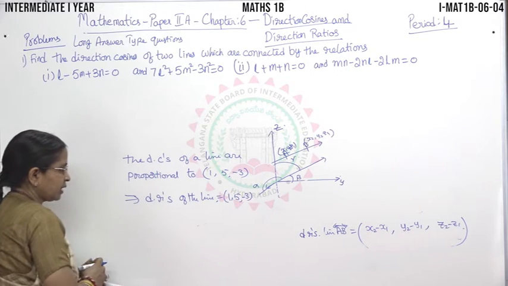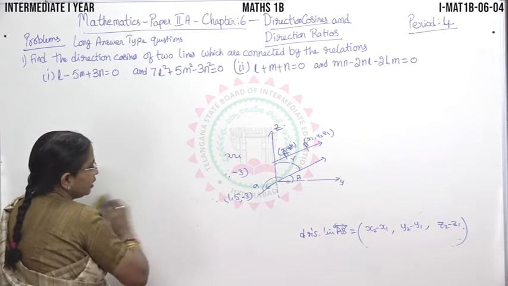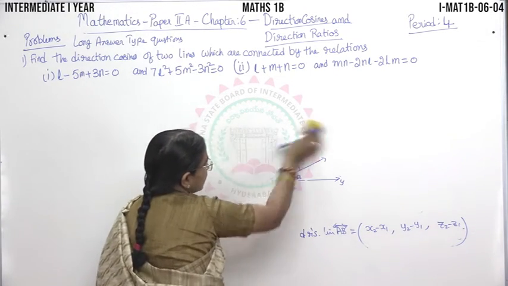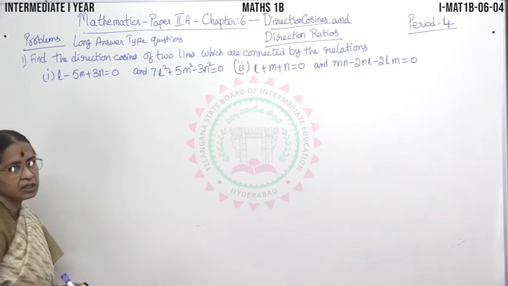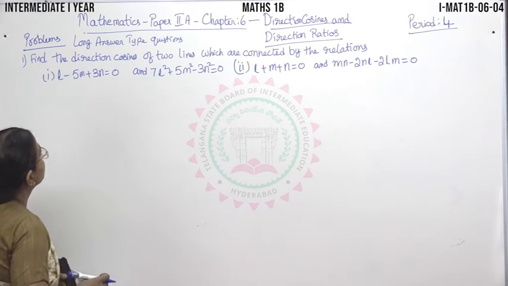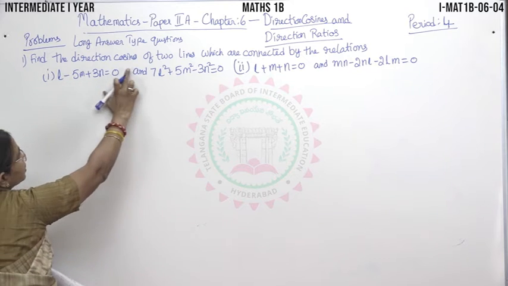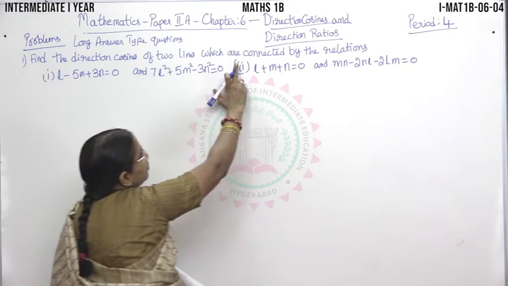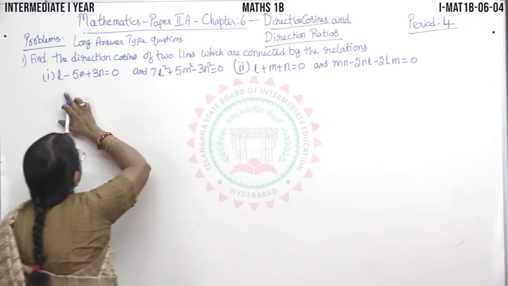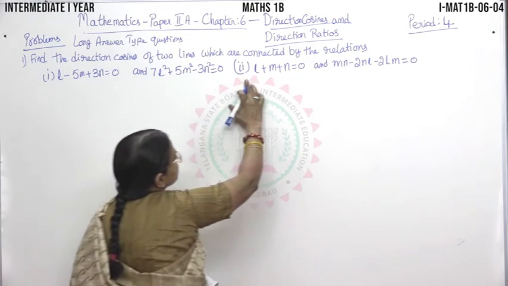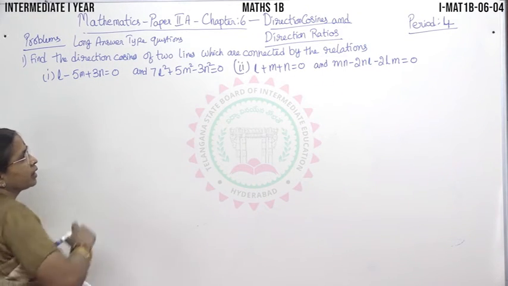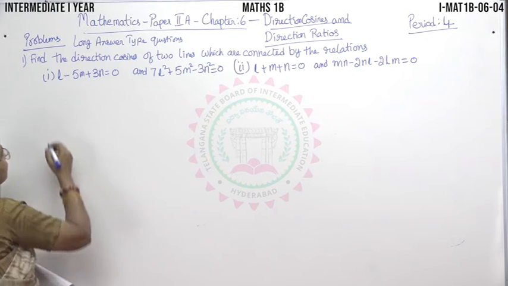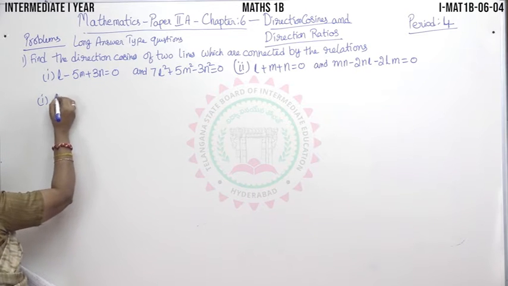Now we need this idea in solving these essay questions, long answer type questions. First we'll finish off these long answer type questions and then we'll do the simple 2 marks type questions. Now find the direction cosines of two lines which are connected by the relations. So this is one problem and this is another second bit. One bit I'll do, you can try the second one. So first bit solution.